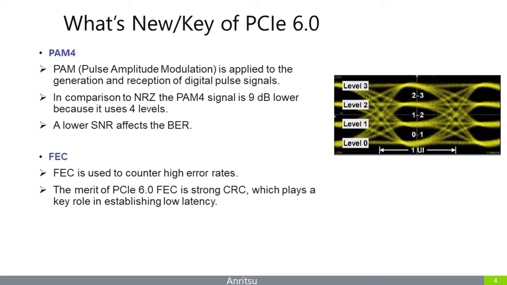the DFE may generate a burst error, contiguous errors. The Flit FEC may correct that burst error. Then CRC corrects the random errors. So with the combination of this Flit FEC and CRC, PCIe guarantees robust communication.